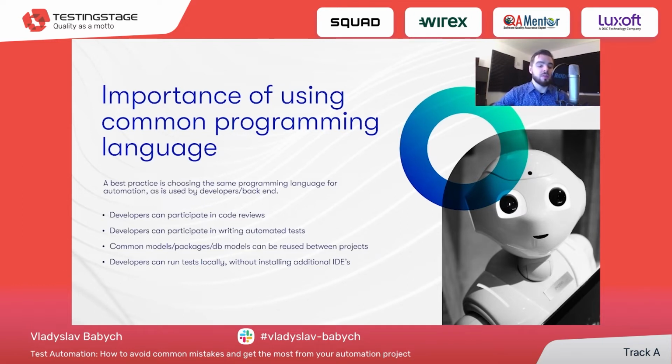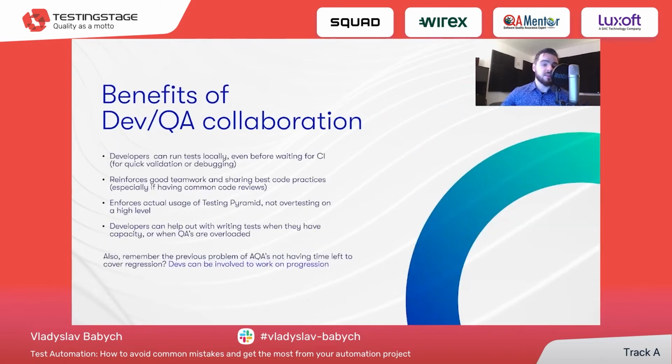Another point is that developers can run tests locally easily without installing any additional IDEs. If it's Visual Studio and developers write in C#, and your tests are in C# as well, for a developer it's no problem to open your tests and run them from the same IDE. Of course, if we're using the same language. So we've discussed that. Let's discuss what the benefits of collaboration between developers and QAs are, and why it is very important that we make that happen.